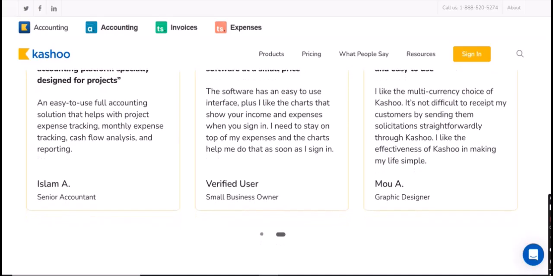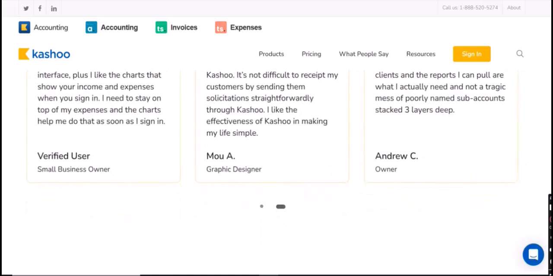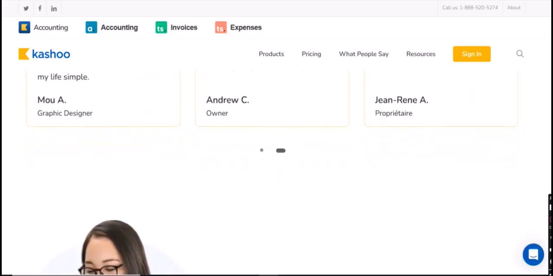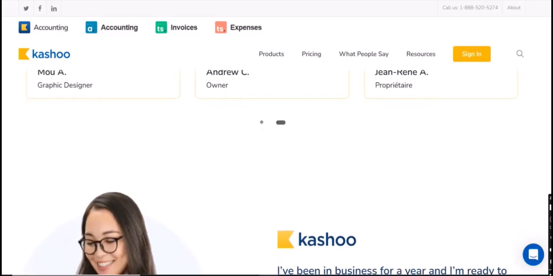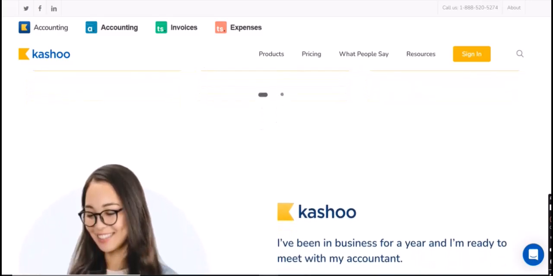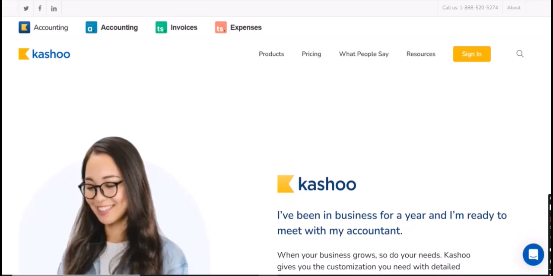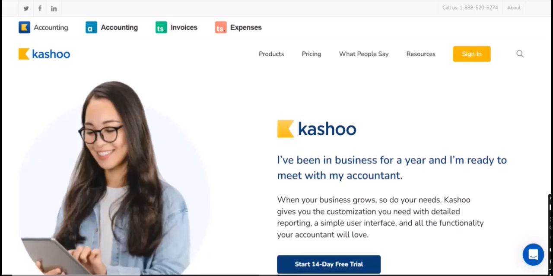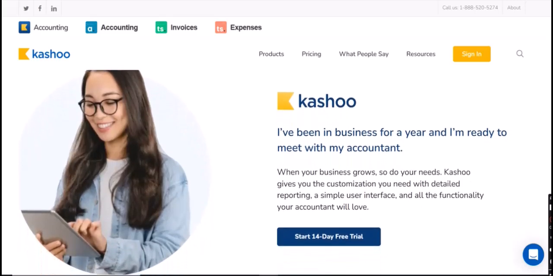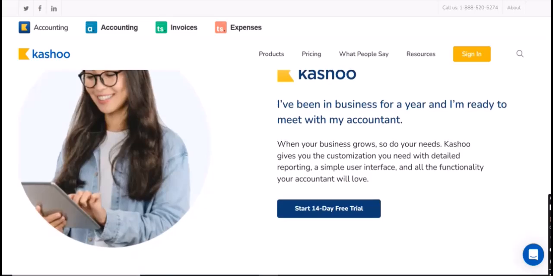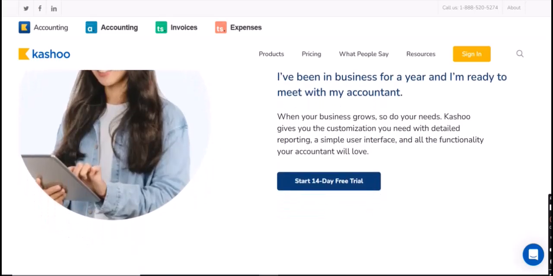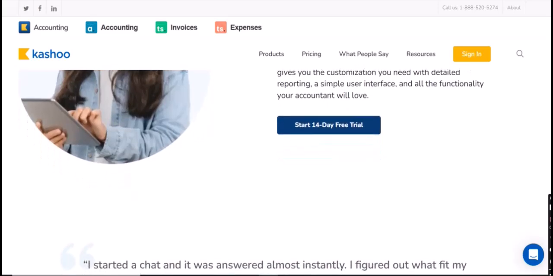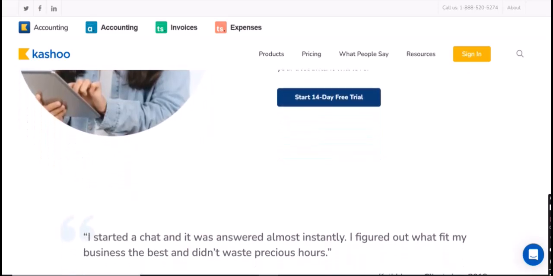Core features. What does Kashoo offer? To understand Kashoo's standard, we need to examine its key features. These are the building blocks that determine its functionality and how well it can serve your accounting needs. Invoicing. Kashoo allows you to create and send professional-looking invoices to your customers. You can customize these invoices with your company logo and branding. It also helps you track the status of your invoices, reminding you about overdue payments.